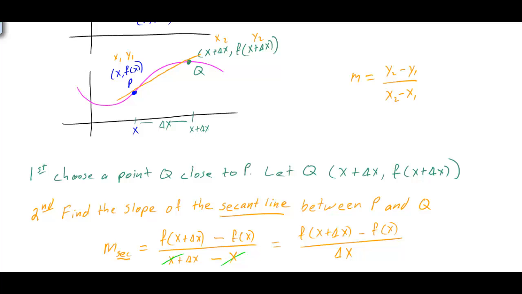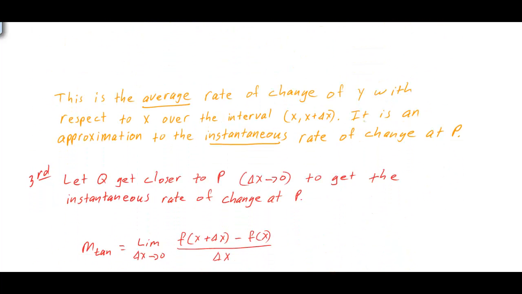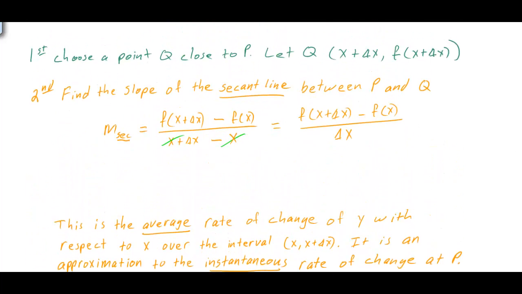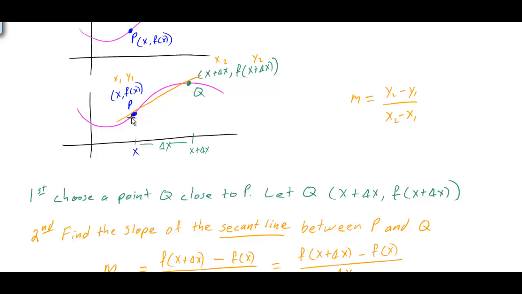Now, because point Q, remember, is really extremely close to point P, this is an approximation to the instantaneous rate of change at point P. So remember, the initial part of this problem was to find what is the exact instantaneous rate of change at this point P.